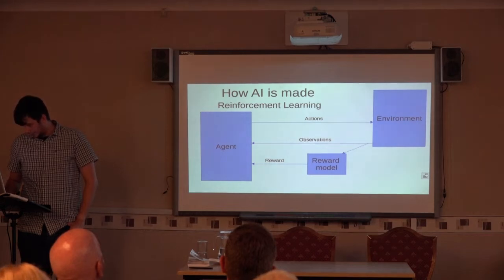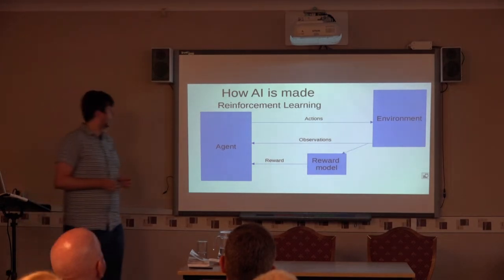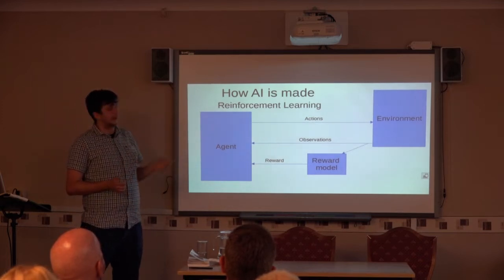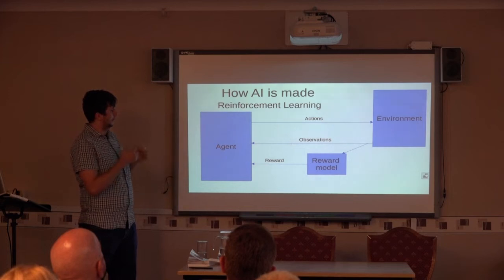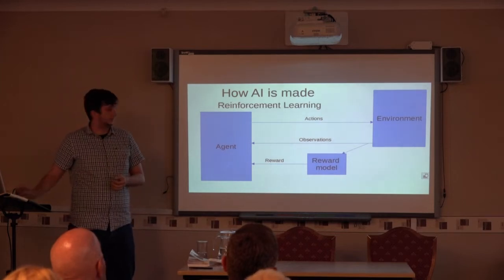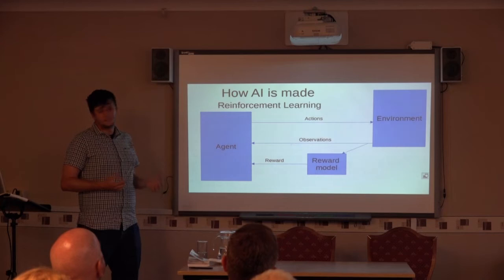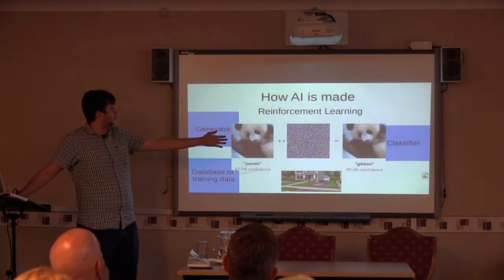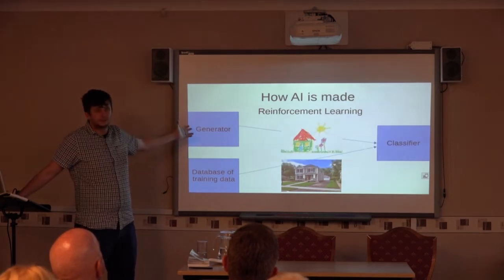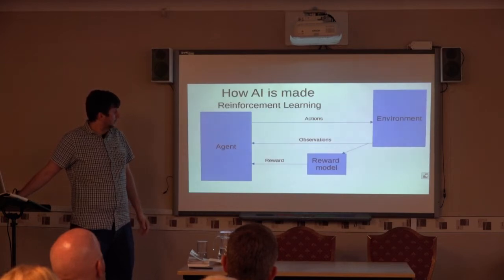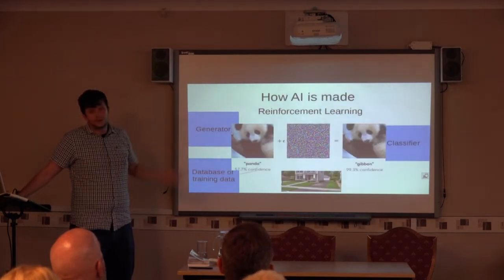Another way of describing this is that the agent sends actions to the environment, and the environment sends back the observations. But the observations are also captured by a reward model. And this reward model is the thing that says whether or not you got it right. We could say that the classifier is the reward model to the generator in this example, because the classifier is what decides whether or not the generator got it right. But as we saw there, the classifier can get it wrong.